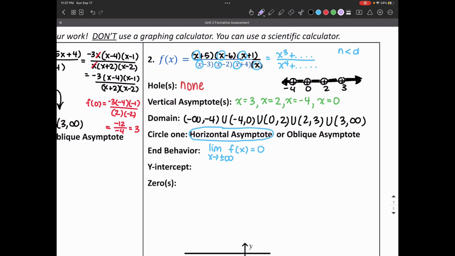For the y-intercept, I plug in x is 0, and if I do that in this equation that I have, I'm going to end up with an undefined answer, which means I actually do not have a y-intercept. Then for zeros, I'm looking for everything that would make the numerator equal to 0. So that's -5, 6, and -1.